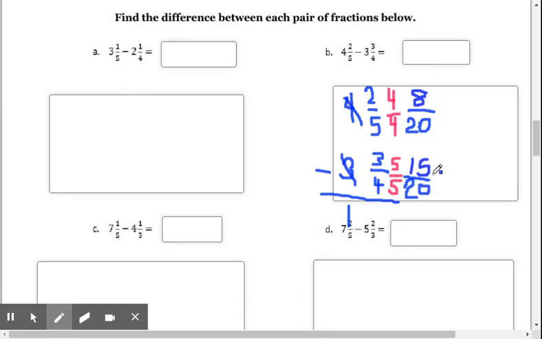8 minus 15. Can't do it. If you hold up 8 fingers, you cannot take away 15 fingers. All right? So you have to subtract from the top number. You can't just say, oh, this one's bigger, so 15 minus 8. No, it's always the top number minus the bottom number. So we can't do it. So we are going to have to borrow.